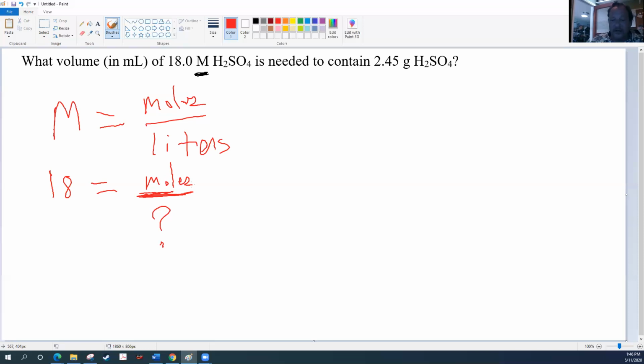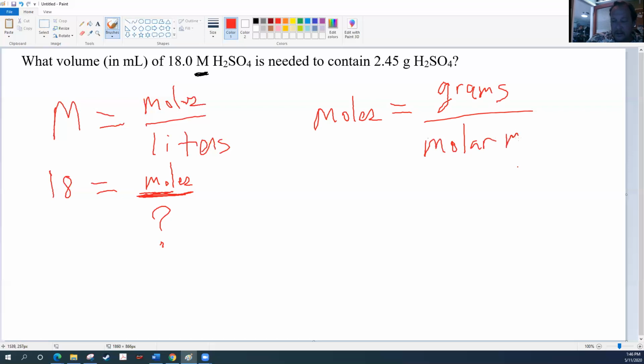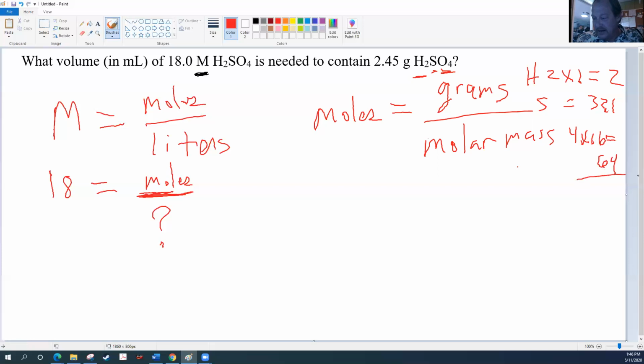Now, we know we got 2.45 grams of sulfuric acid. So remember, moles equals the grams that you have or possibly want over the molar mass. Now, we've got 2 hydrogens, 1 sulfur, and 4 oxygens. So 2 times 1 equals 2. That's our hydrogens. Our sulfur equals 32.1. And 4 times 16 equals 64. And that's for our oxygens.